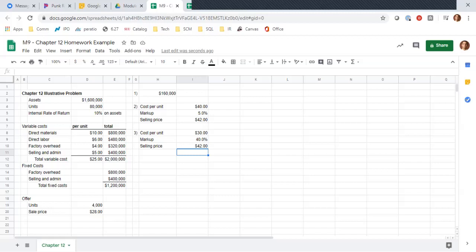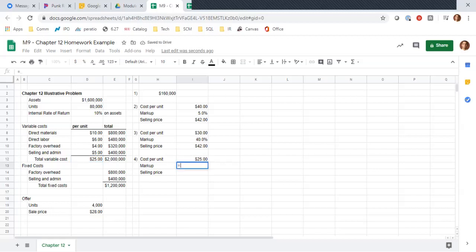Okay, so now we're going to do the same thing, but we're going to use the variable cost concept. Okay, so this one should be a little bit easier because we've already done kind of a weird one here where we've had to add the selling and admin costs to the markup. But in this case, we're using variable cost. So we need to add a markup for our non-variable costs or our fixed costs. Okay, so this one's really simple. The cost per unit we already have over here. So we'll just say the cost per unit is the cost per unit.